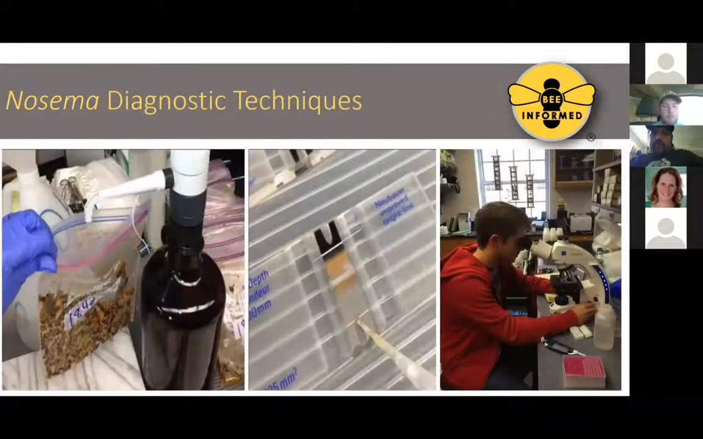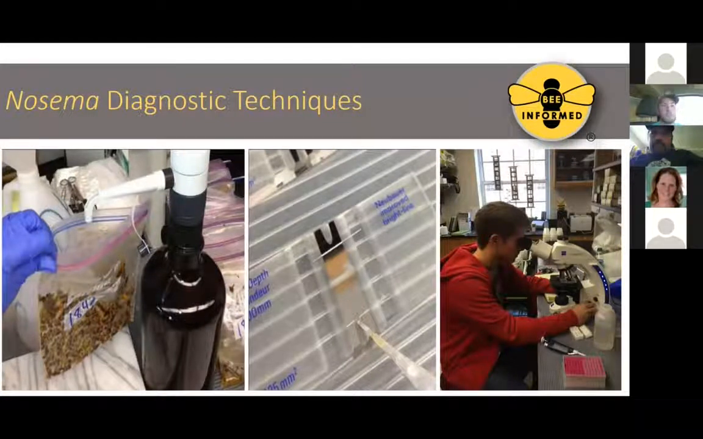All right, so now we'll go into some Nozema diagnostic techniques. Microscopic examination is the most reliable and most used to account for presence and quantity of Nozema spores. In our lab, we don't use dissection. We take a sample of bees and crush them with a rolling pin, so the insides of the bees are crushed out, making sort of a bee juice. A sample is taken from this and analyzed under the microscope to quantify the amount of spores that are present. And you can do this at home.